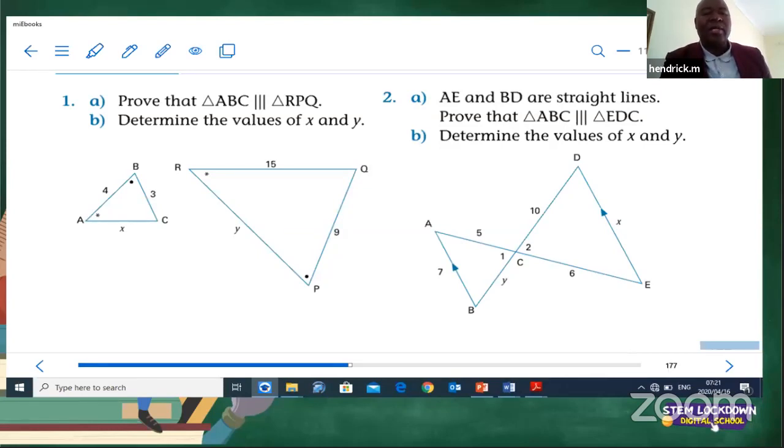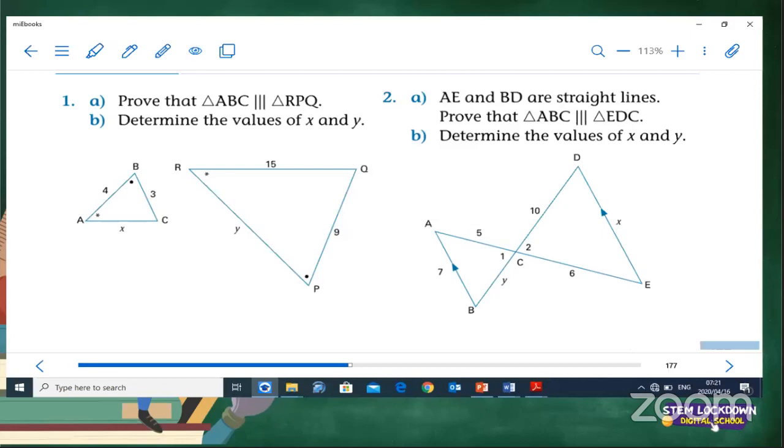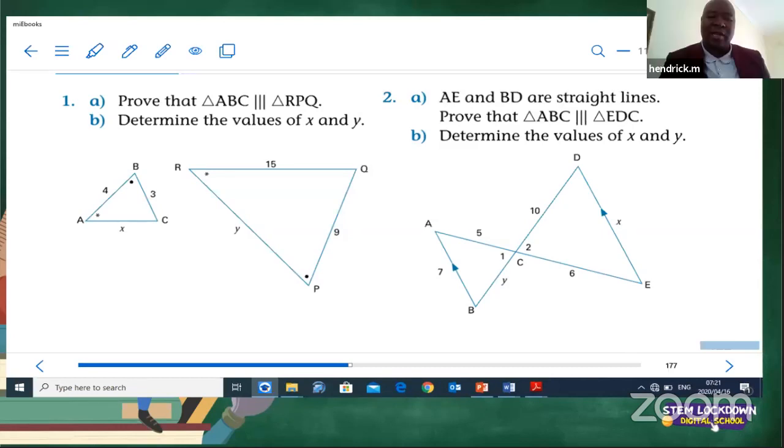So, in other words, before you can determine the values of X and Y, you need to first prove that triangle ABC is similar to triangle RPQ. Can you prove that? Or can I give it to another one? So you can give it to another person, sir. Okay, thank you very much. But thanks once again for doing number B.